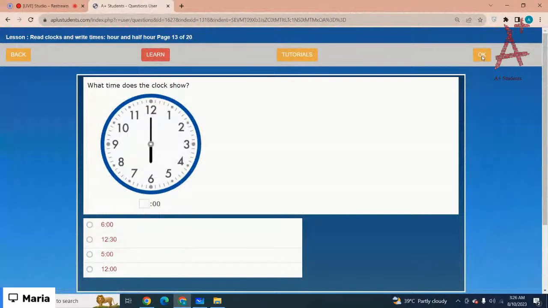What time does the clock show? So, which is the correct option? The clock shows 6. So, the correct option is 6. Okay, you can complete the lesson by yourself later today. Let me just move on to the next lesson.